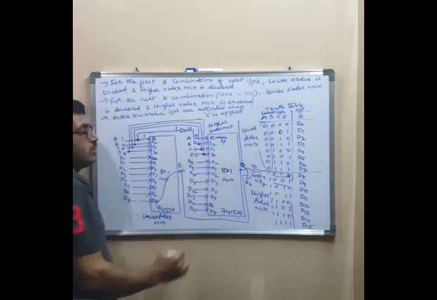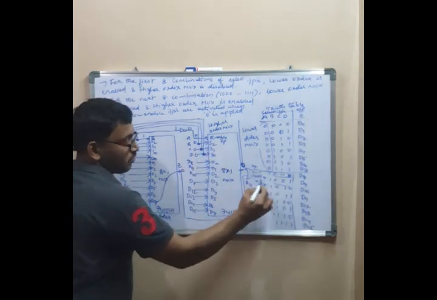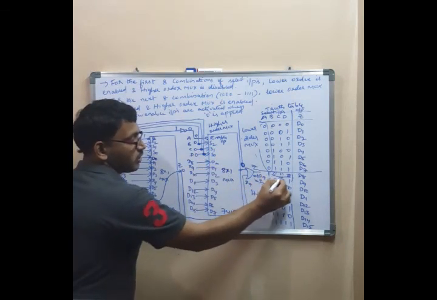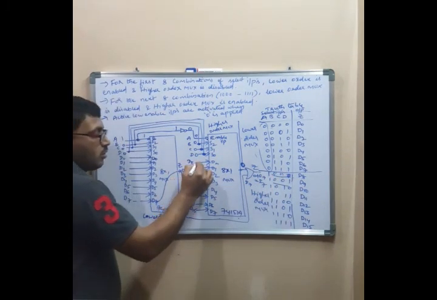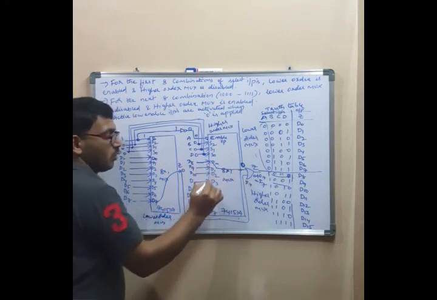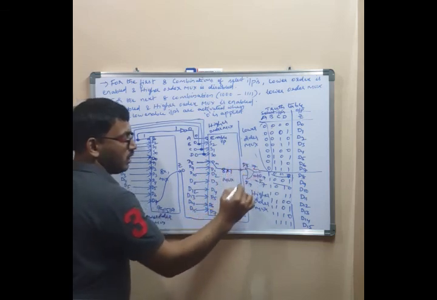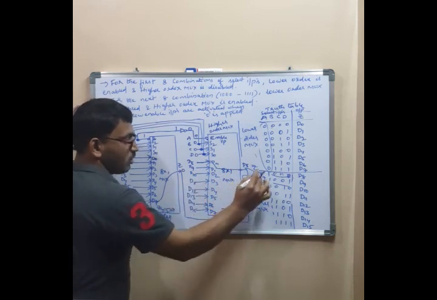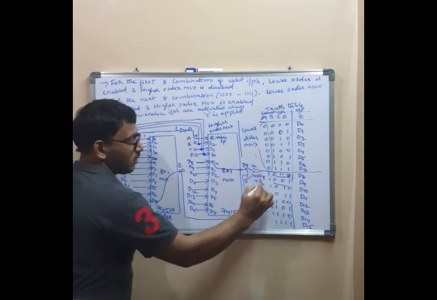The inputs are 0, 0, 0. What happens here? S2, S1, S0 are 0, 0, 0. When A is 1, and S2, S1, S0, that is BCD, are 0, 0, 0, D8 is selected to the output. So D8 is routed to the output. So there is output from higher order mux, that is D8, and there is no output from lower order mux, that is 0. 0 plus D8 gives you D8, right?